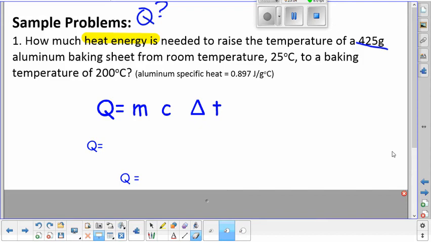Stickney, what am I solving for again? Love it. So I don't even have to rearrange this equation. How nice of Mr. Pilcher for the first practice problem. Stickney, what's my mass? Look at you, smarty pants. What's my C?